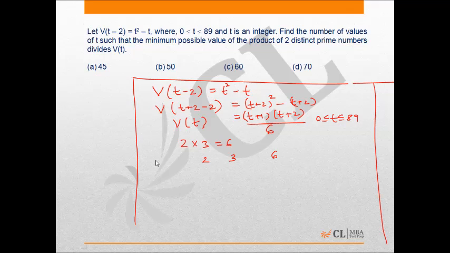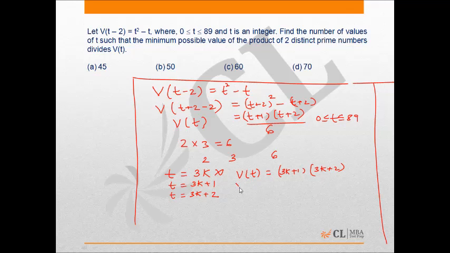Now we can assume t as either a multiple of 3, or 3k plus 1, or 3k plus 2. When you substitute 3k, v of t becomes 3k plus 1 into 3k plus 2. Definitely, this number is not a multiple of 3. So all such values where t is a multiple of 3, the number will not be divisible by 6. So we'll not count the multiples of 3 in the range 0 to 89.